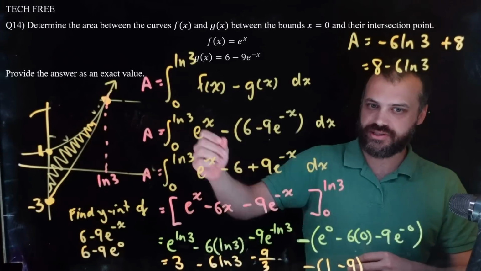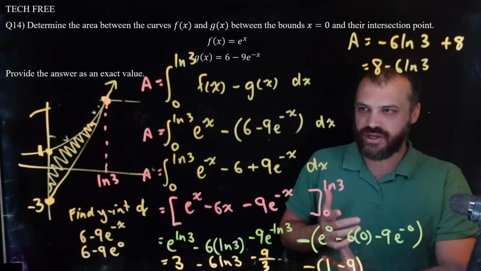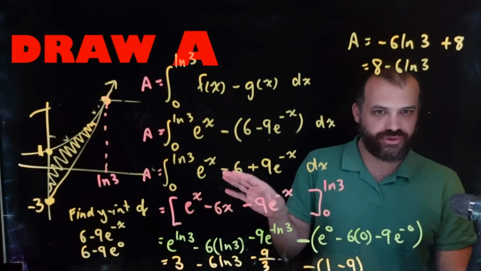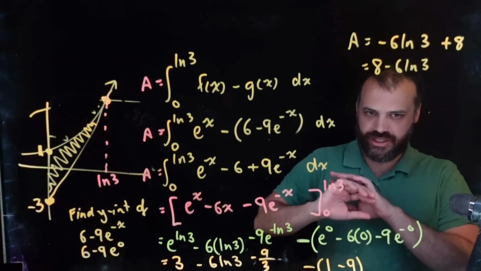We found the intersection point, and then we found the area between two curves. And remember, we were just drawing just a couple of pictures. All right, let's celebrate. That question is done.